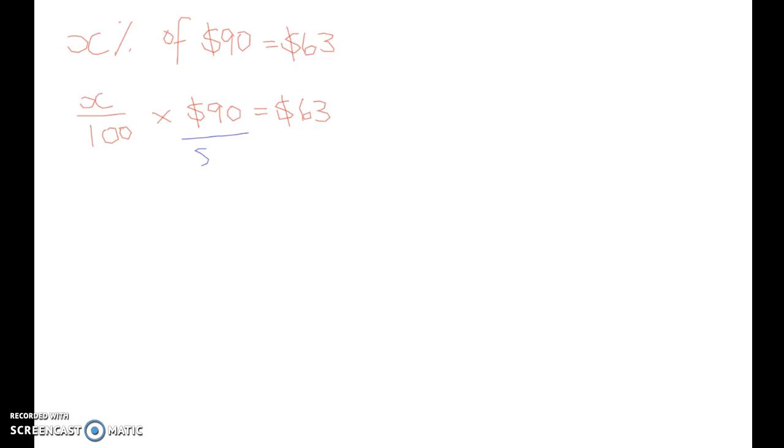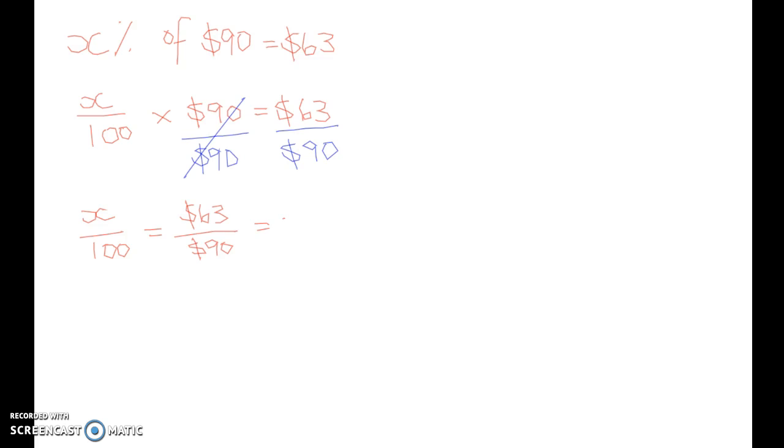Okay, so to get rid of this times by $90 on the left-hand side, we have to divide it by $90. This is just some algebra here, which means that we also have to do that on the right-hand side. So we're going to be dividing by 90 over here as well. That gets rid of that. So what you end up with is X over 100 equals 63 divided by 90.